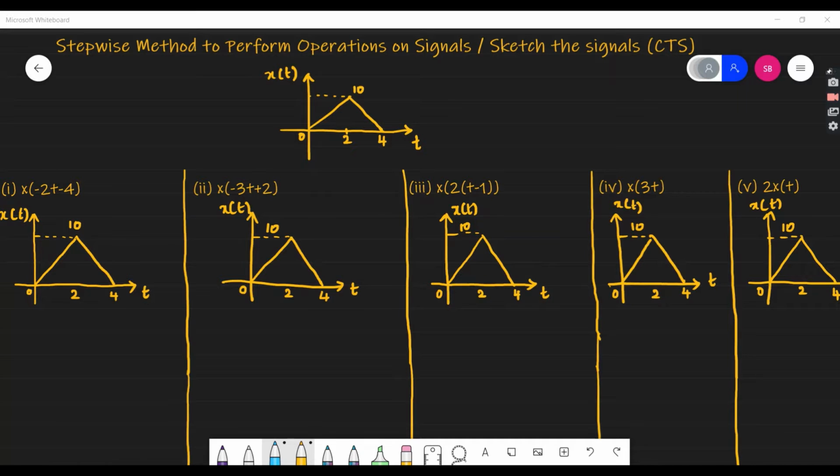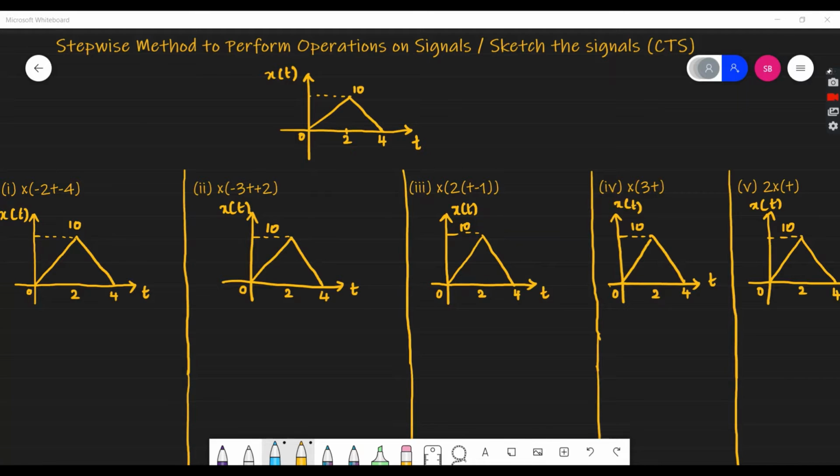The signal is defined within the time interval from 0 to 4, where at time 2 it has an amplitude of 10. Since it is given in terms of x of t, we call the signal a CTS type of signal. These are the problems given, for which you have to perform the different operations and sketch the resultant signals.